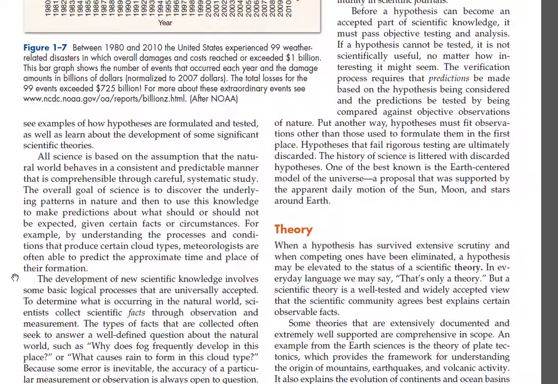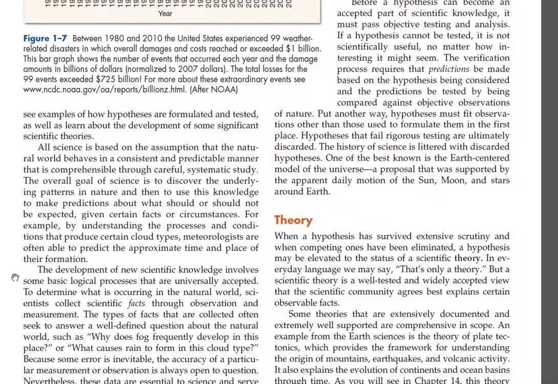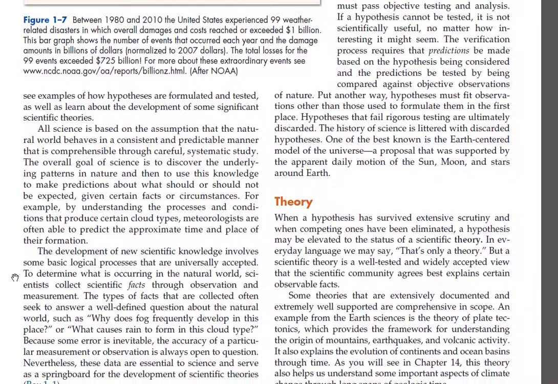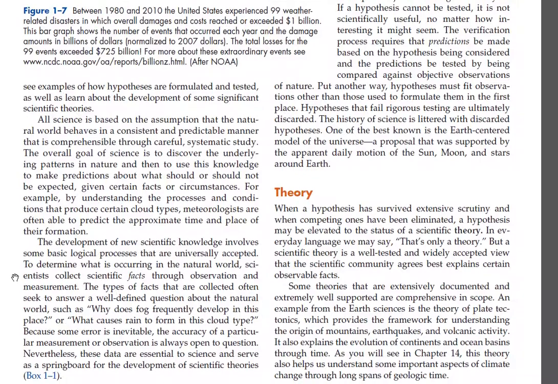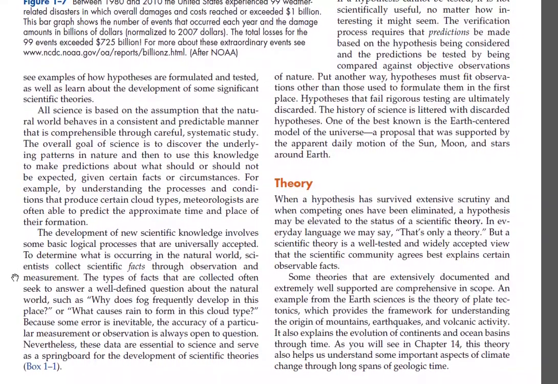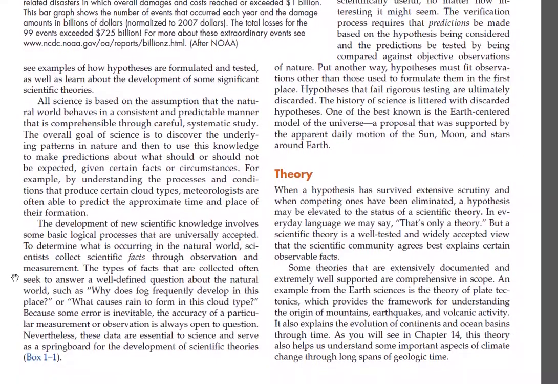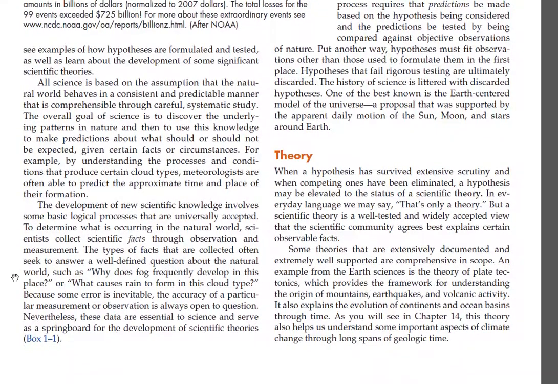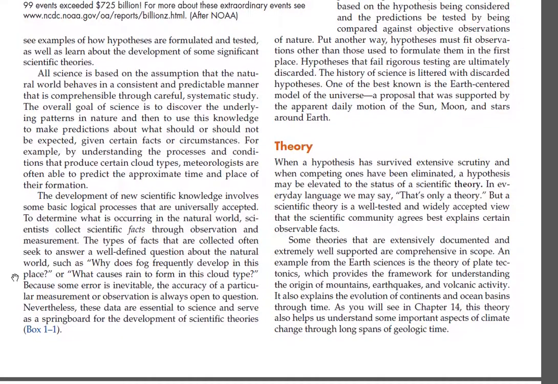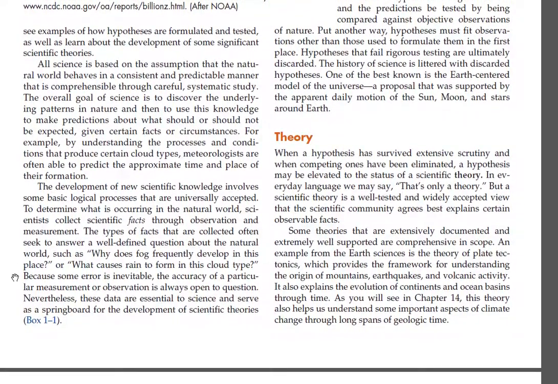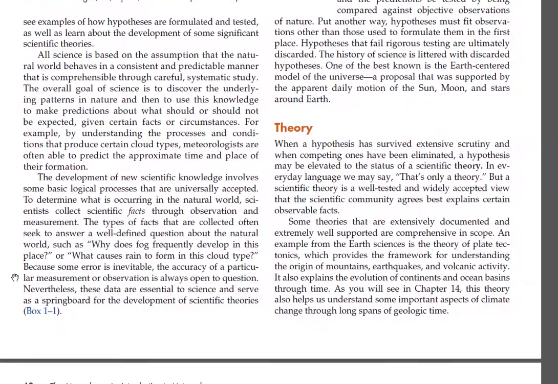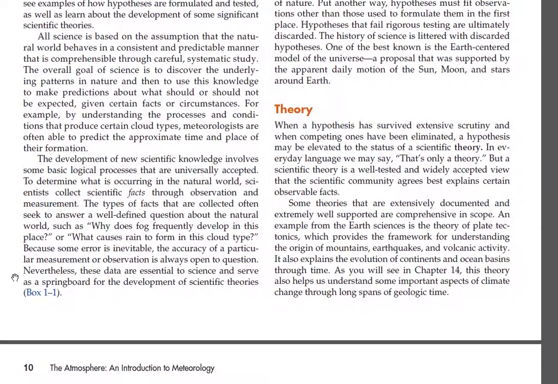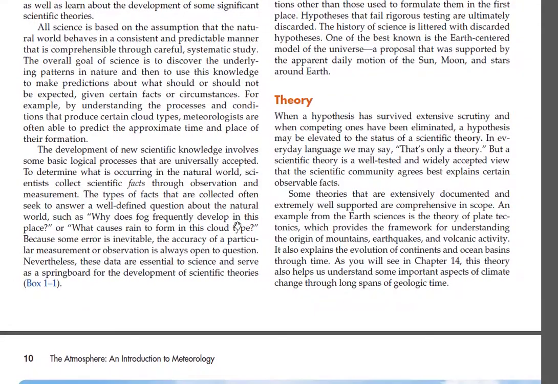The development of new scientific knowledge involves some basic logical processes that are universally accepted. To determine what is occurring in the natural world, scientists collect scientific facts through observation and measurement. The types of facts that are collected often seek to answer a well-defined question about the natural world, such as why does fog frequently develop in this place, or what causes rain to form in this cloud type. Because some error is inevitable, the accuracy of a particular measurement or observation is always open to question. Nevertheless, these data are essential to science and serve as a springboard for the development of scientific theories. Box 1-1.